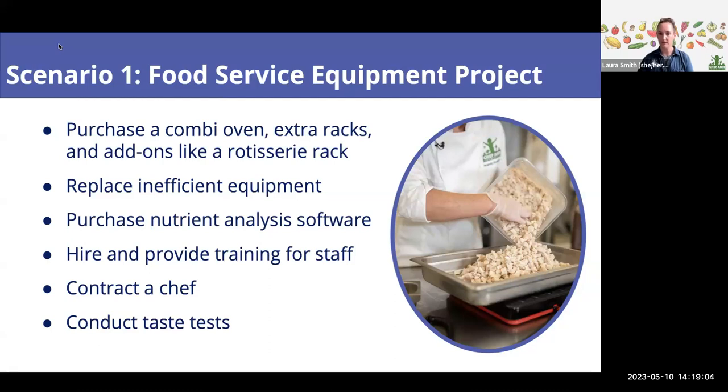So what about the rest of the equipment in the kitchen? If the other equipment is inefficient, now's the opportunity to replace it. The school food authority doesn't have to stop with the single oven. Perhaps look at updating the refrigerator or freezer, or purchase equipment for measuring and weighing food.